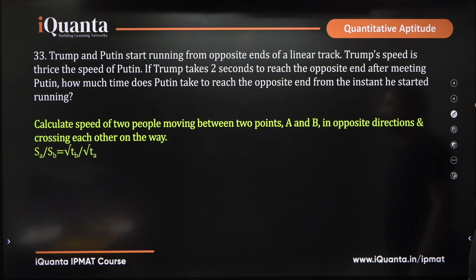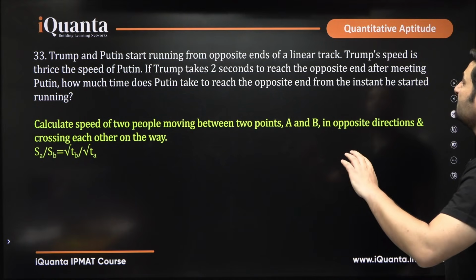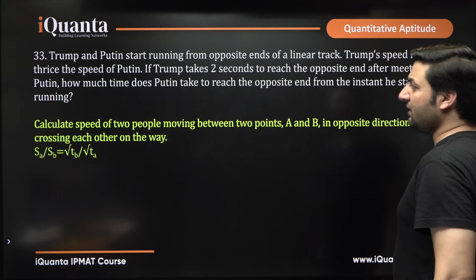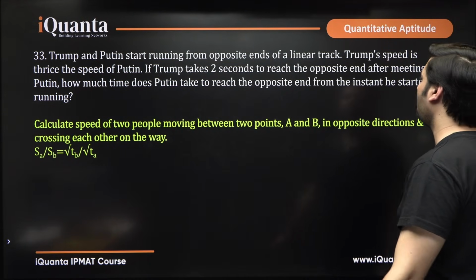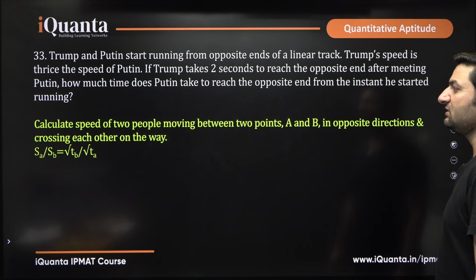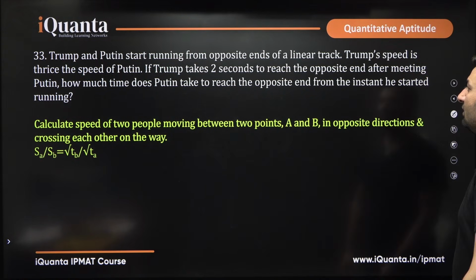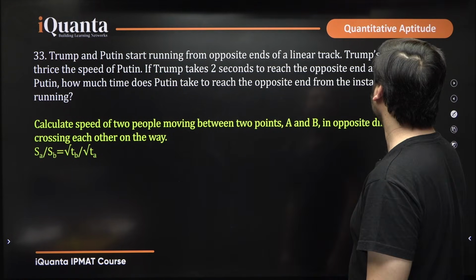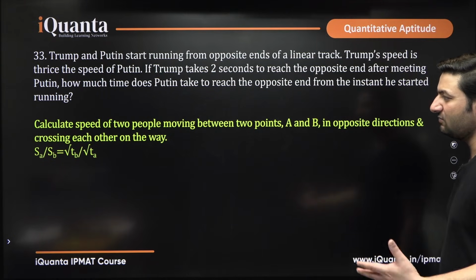Let's go ahead. There's another question now. Trump and Putin start running from opposite ends of a linear track. Trump's speed is thrice the speed of Putin. If Trump takes 2 seconds to reach the opposite end after meeting Putin, how much time does Putin take to reach the opposite end from the instant he started running?